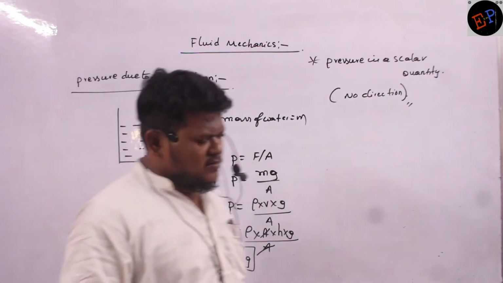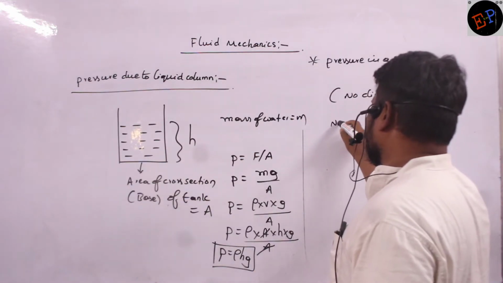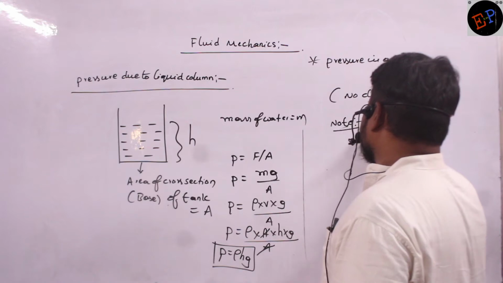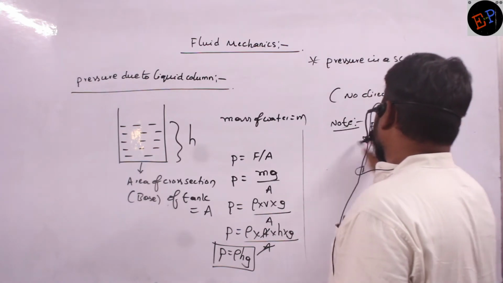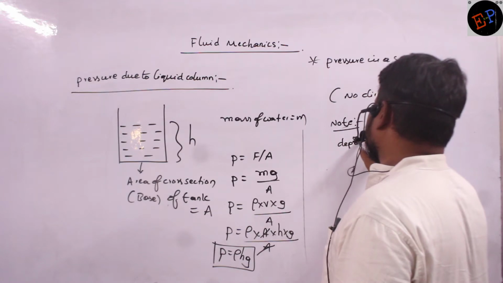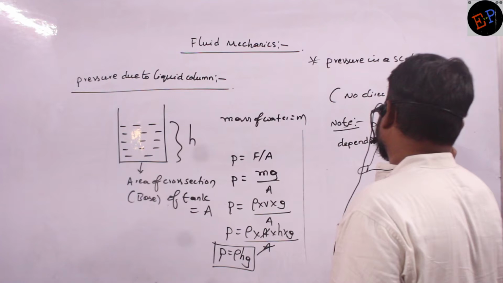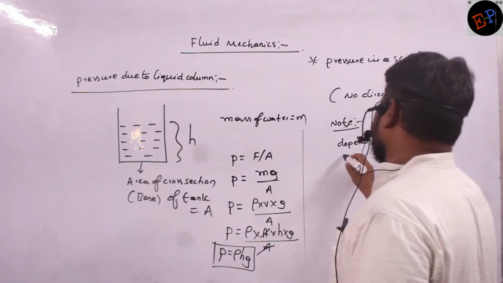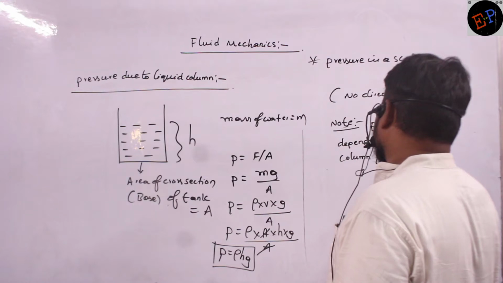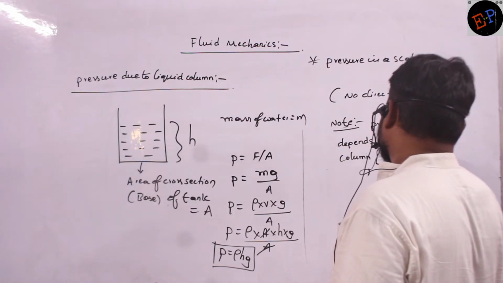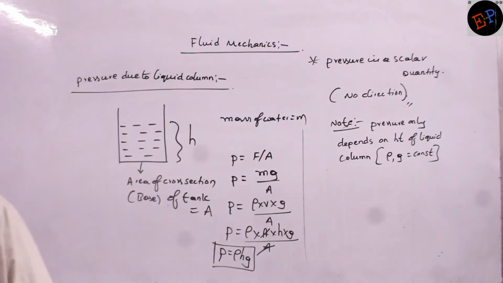So here, what is the most important point we have to note? The note point is that pressure only depends on the height of the liquid column. What are the conditions? Rho and g are considered to be constants. The density of the liquid and acceleration due to gravity are considered to be constants.